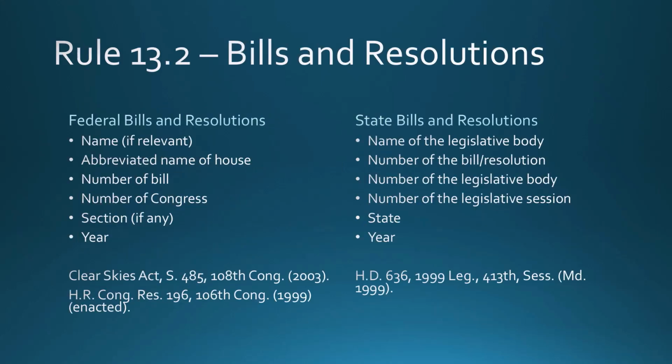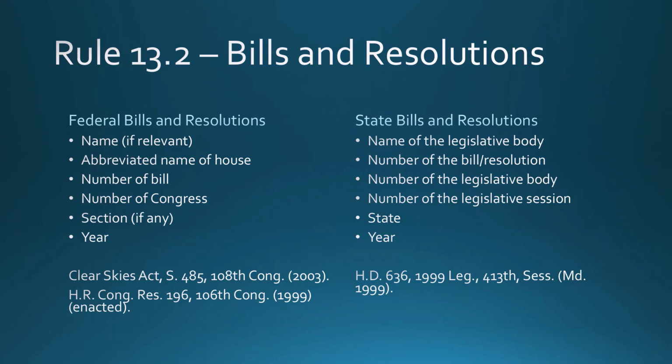Unenacted federal bills and resolutions require the name, abbreviated name of the House, number of the bill or resolution, number of Congress, section, and year of publication. Enacted federal bills and joint resolutions should be cited as statutes. The exception to this is when you want to show legislative history. In this case, you would cite it as an unenacted bill or resolution. If your resolution is simple or concurrent, cite it as an unenacted bill, with the enactment noted parenthetically.